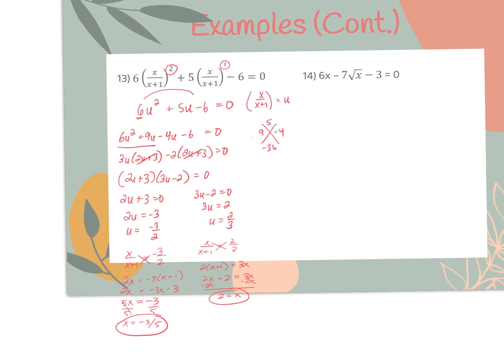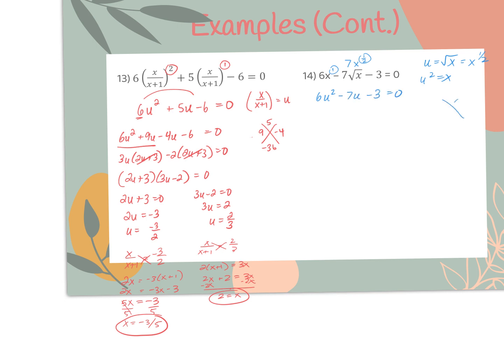Again, we have here a radical, and we see that we have 7 times the square root of x. Well, remember that the square root of x is the 1/2 power. And if you notice, 1/2 is half of 1. And so this is still in that quadratic format. So I know that I can make u equal to the square root of x, which is also x to the 1/2 power, which means u squared is going to equal x to the first power. So this is really 6u squared minus 7u minus 3 equals 0.